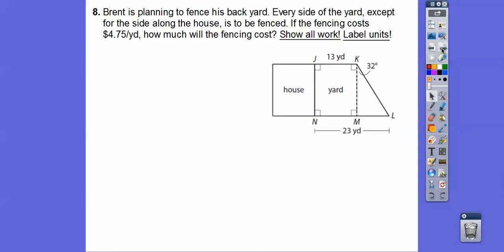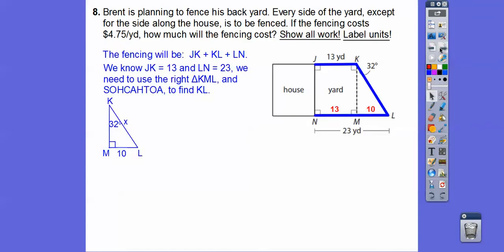All right, so we've done this problem a few times. So Brent is planning to fence his backyard. Every side of the yard except for the side along the house is to be fenced. So here's his house right there. We're going to put fencing going all the way around here, okay, except this side because we don't need a fence against the house. So if the fencing costs $4.75 per yard, how much is the fencing going to cost? Show all work.